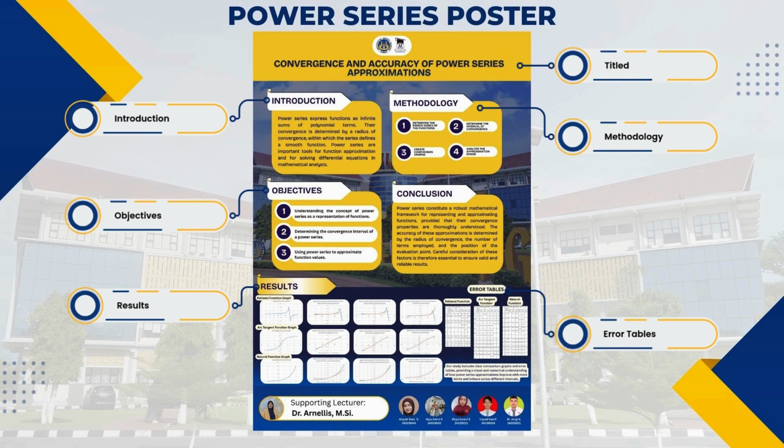Finally, the conclusion summarizes the key findings, emphasizing that the accuracy of power series approximations depends on the radius of convergence, the number of terms used, and the chosen evaluation point. Through this poster, we aim to give a clear visual and conceptual understanding of the convergence and accuracy of power series approximations.